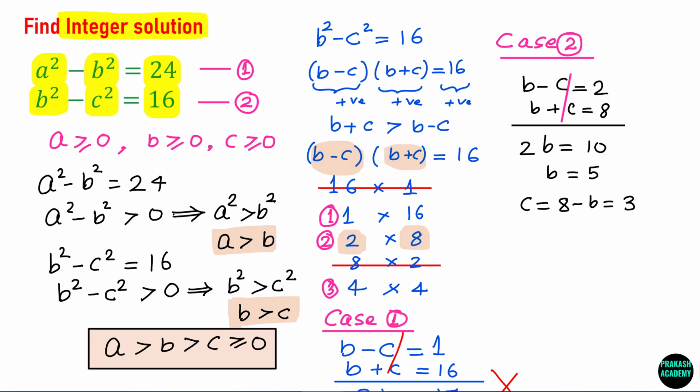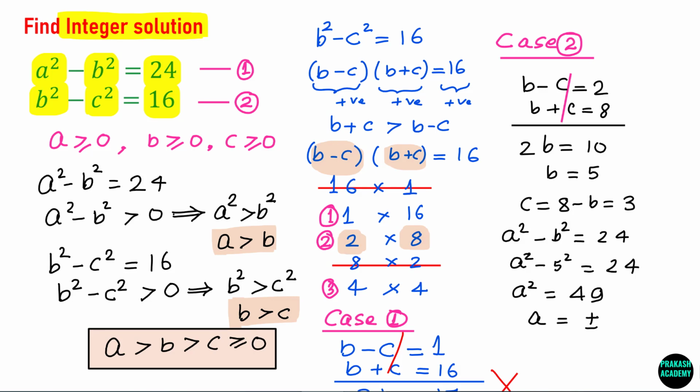Now you can find the corresponding a using the first equation. So you have a square minus b square is equal to 24 and b is 5. So a square minus 5 square is equal to 24, and this means a square is equal to 24 plus 25, that is 49. This means a is equal to plus minus 7. But we have assumed that all are greater than 0, so I will only accept the positive solution, not the negative one. So a is equal to 7.